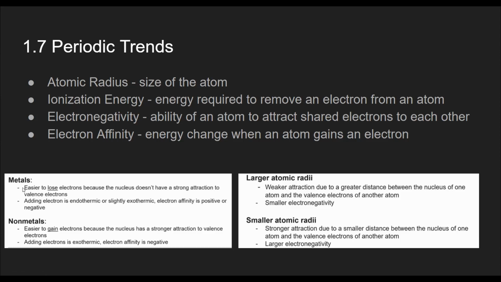And along with that, you have metals, where electrons are easier to lose because the nucleus has a weaker attraction to the valence electrons. Adding electrons is endothermic or slightly exothermic, and the electron affinity is positive or negative. For nonmetals, it is easier to gain electrons because the nucleus has a stronger attraction to valence electrons. Adding electrons is exothermic and the electron affinity is negative.